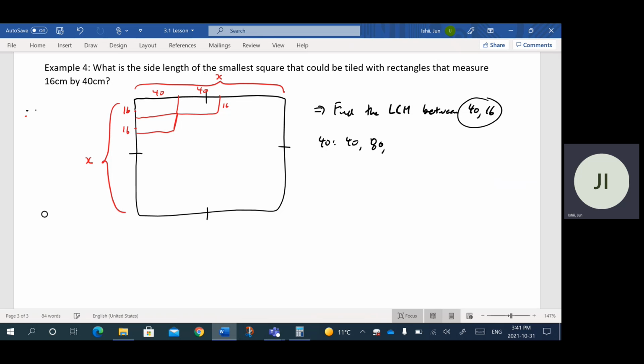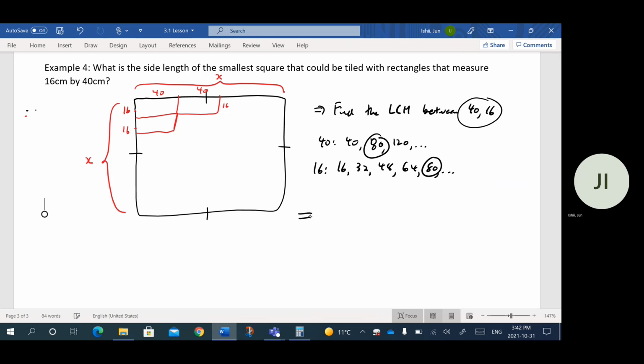40, 80, 120, and so on. And then for 16, I got 16, 32, 48, 64, 80. All right, and I could stop there because now 80 shows up in both. So the smallest possible square would be 80 centimeters by 80 centimeters.